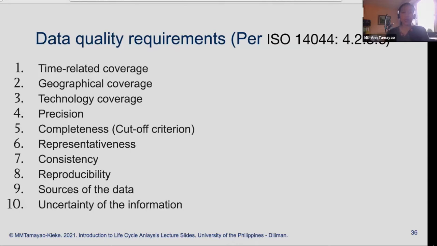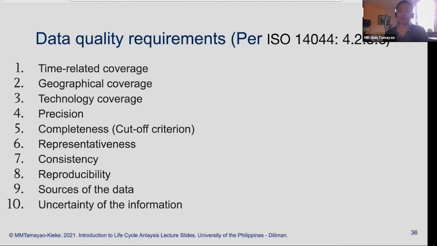You have precision, the measure of the variability of the data for each data expressed. So for example, the variance. And then you have completeness, or the percentage of flow that is measured or estimated. This is usually mentioned as a cutoff criterion. And then you have representativeness or the qualitative assessment of the degree to which the data set reflects the true population of interest. And then consistency.